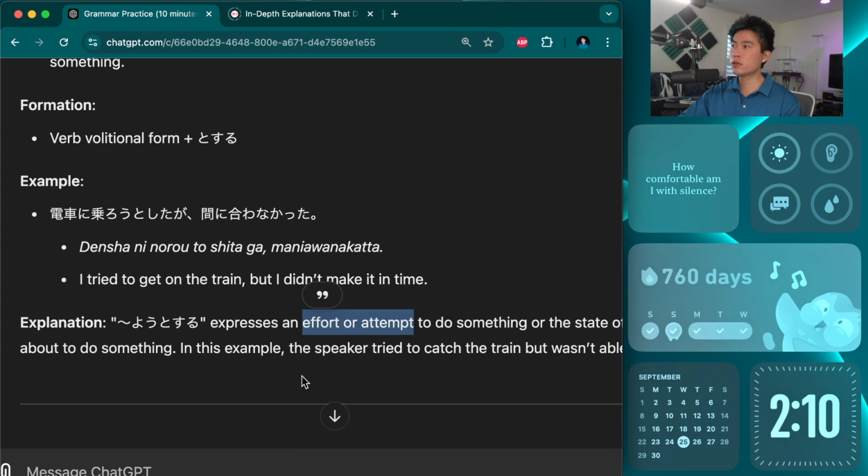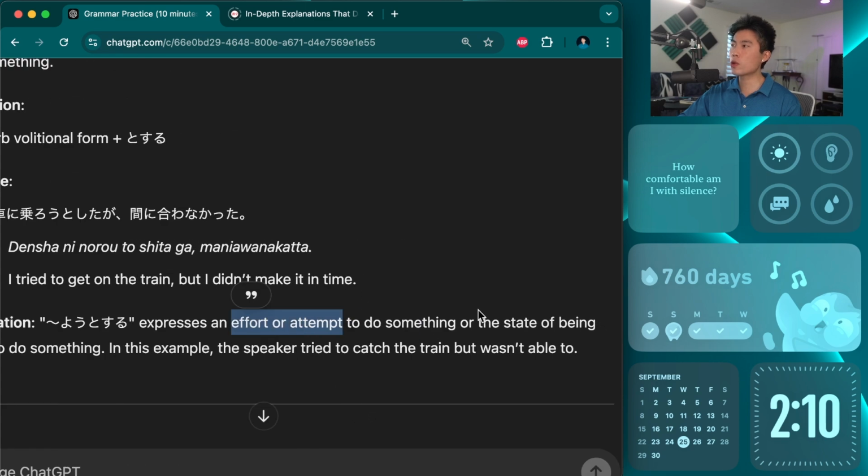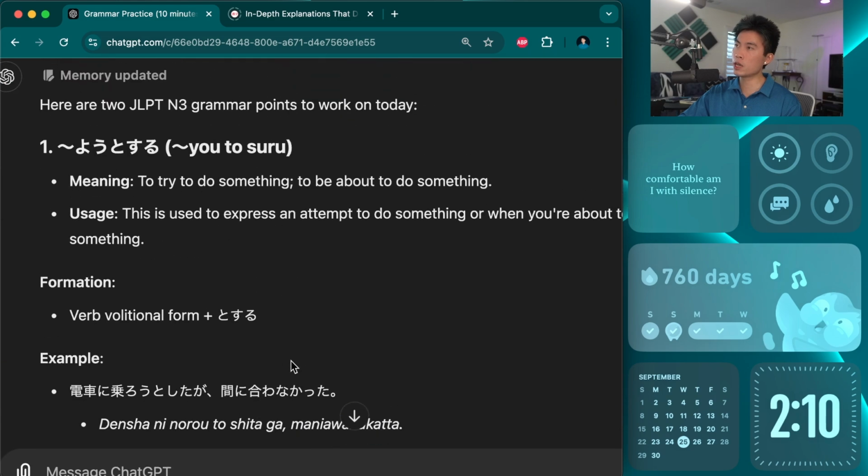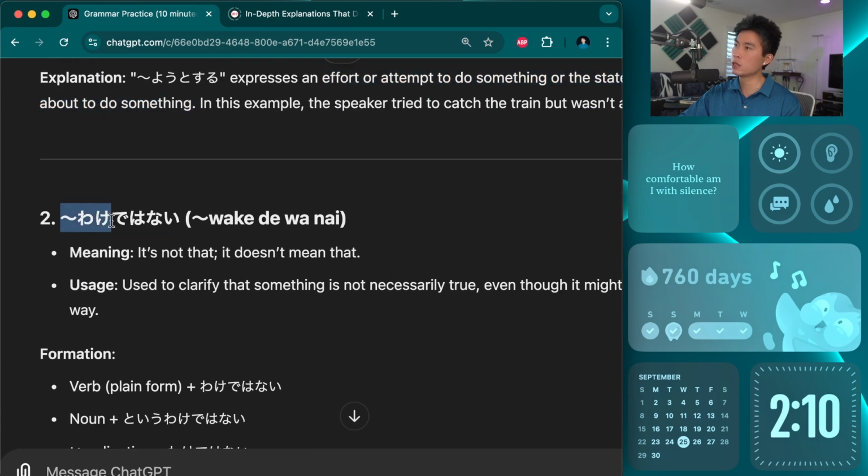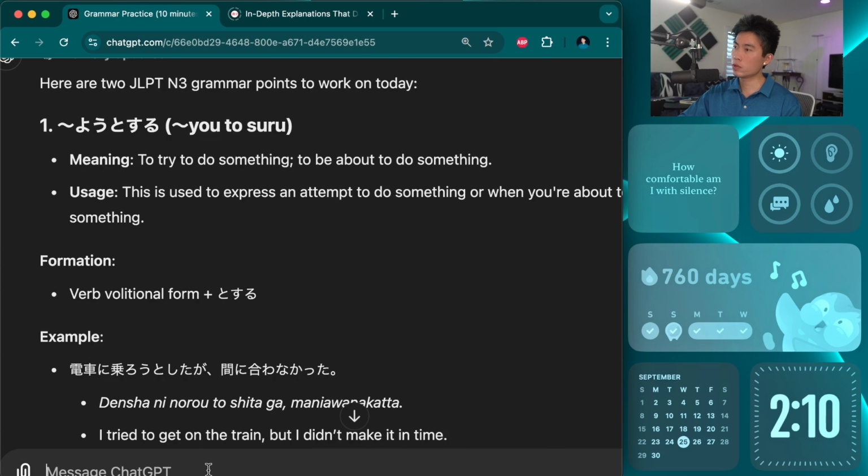Okay, about to do something. So when it says "or," a part of me feels like maybe it has a mix of that. But let's focus on one at a time. I don't want to focus on too many, so I won't worry about this right now. So let's ask ChatGPT to give us more examples.